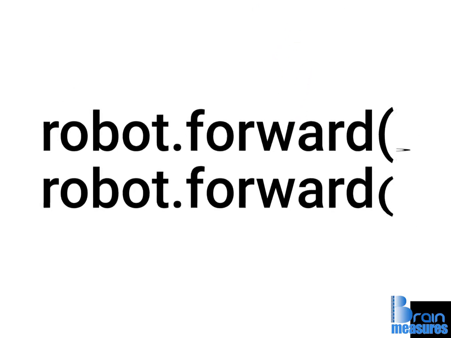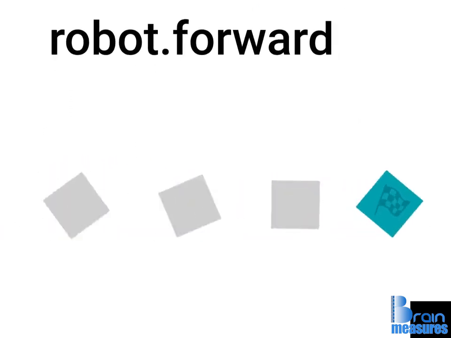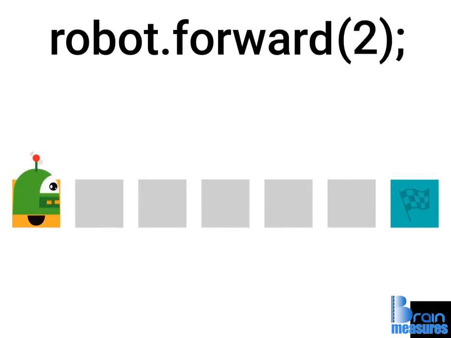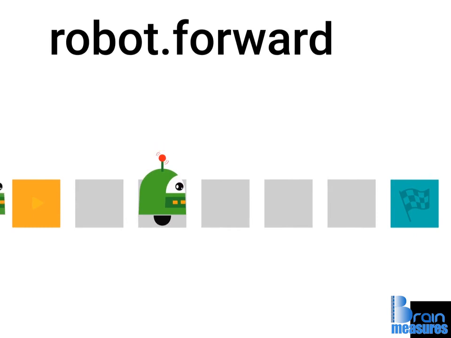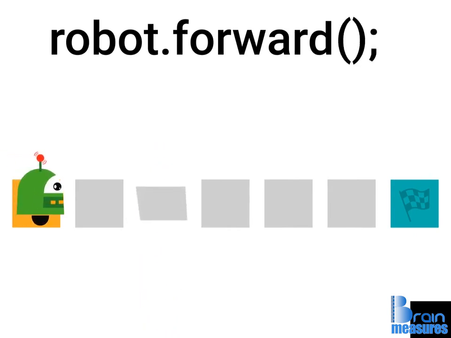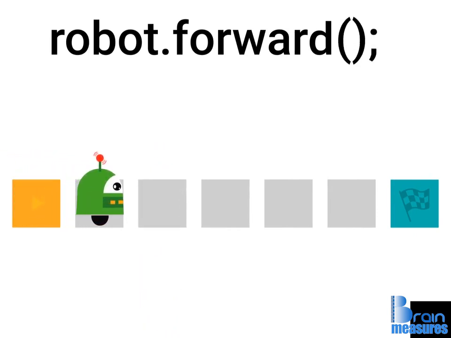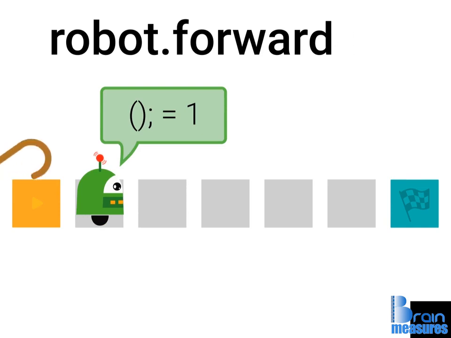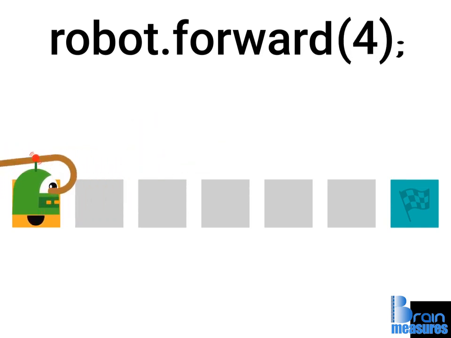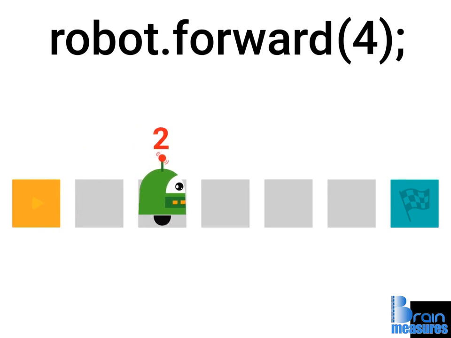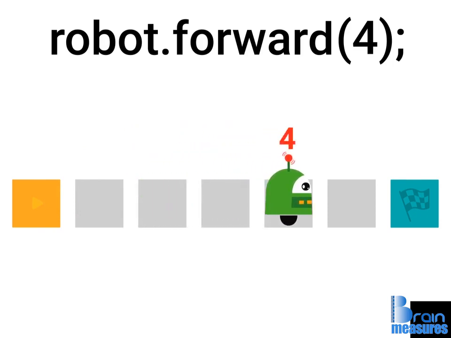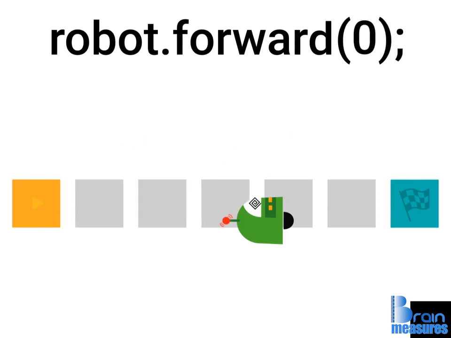By using the instruction robot.forward with a numerical value between the parentheses, we can make the robot move more than a single square. By default, if we leave them empty, our computer understands that the movement value is 1. However, if we indicate a value, say 4, our robot will move 4 squares. The numerical value must be greater than 0, or else the robot would not know what to do.